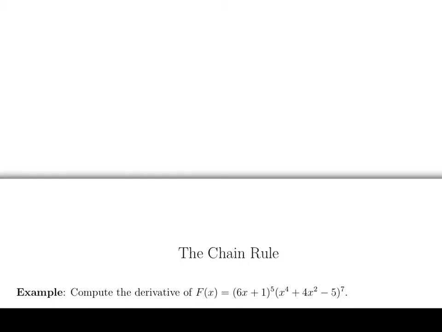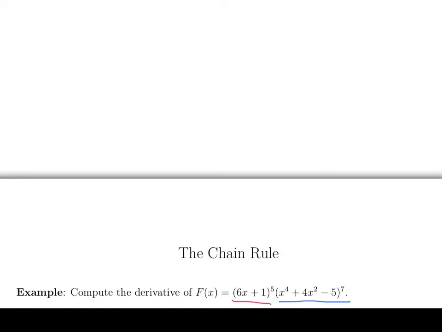This time we got just a big old polynomial here. (6x + 1)^5 times (x^4 + 4x^2 - 5)^7. So what we're going to need here is a couple of different things. We need the product rule first because we're multiplying two things, this expression times this expression. So we're going to use the product rule.